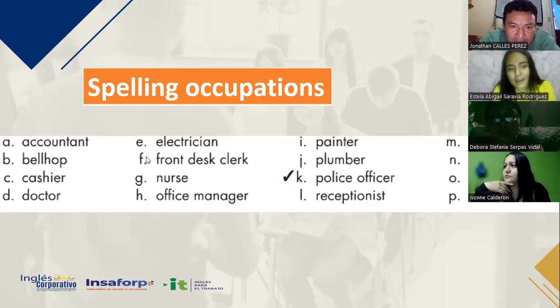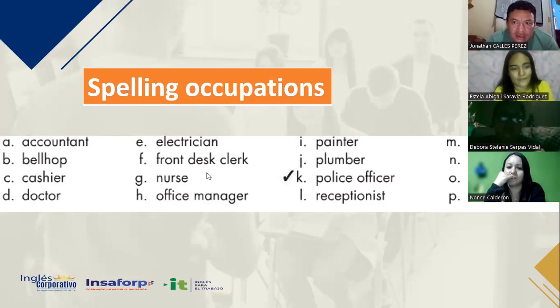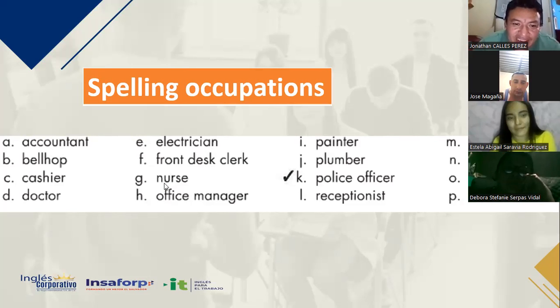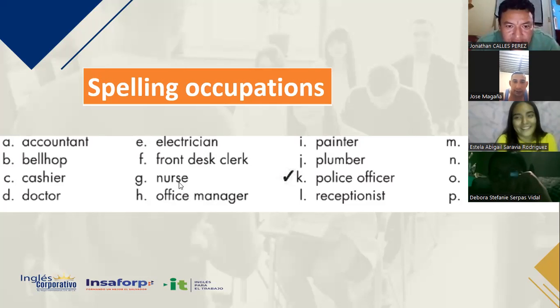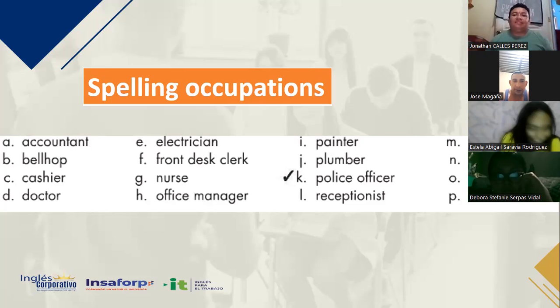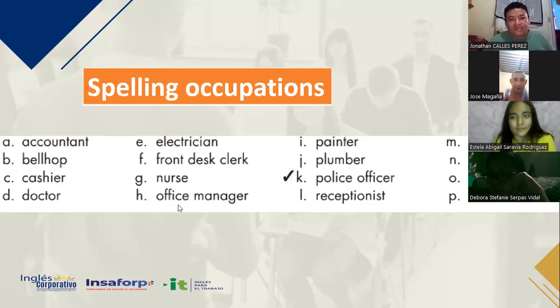F, R, O, N, T, D, E, S, K, C, L, E, R, K. Very good. Me estaba ayudando ahí también el perrito de letrear. Nice, nice. Thank you very much. José, please. José Magaña. Nurse. How do you spell nurse? N, U, R, S, E. Excelentoso. Nurse, right? Nice. Erika, please. Office manager, Erika.